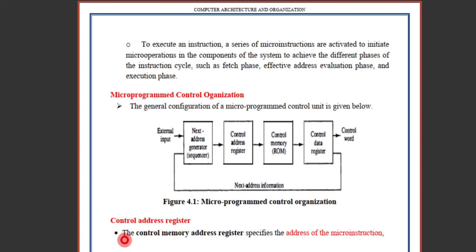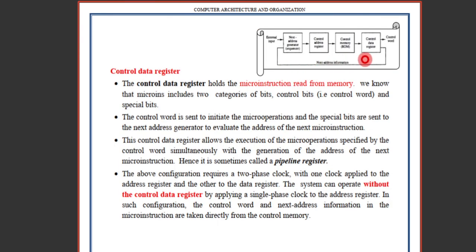First, control address register. This control memory address register specifies the address of the micro instruction. Usually, this address is received from the next address generator. The next component is control data register. The control data register holds the micro instruction read from memory.